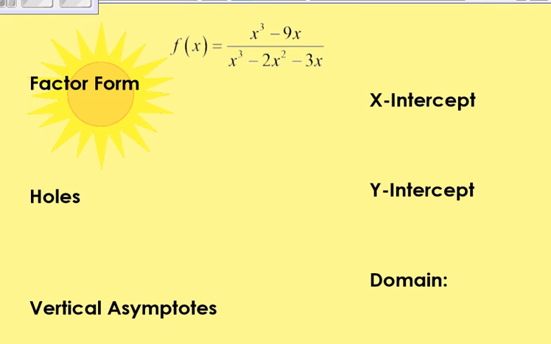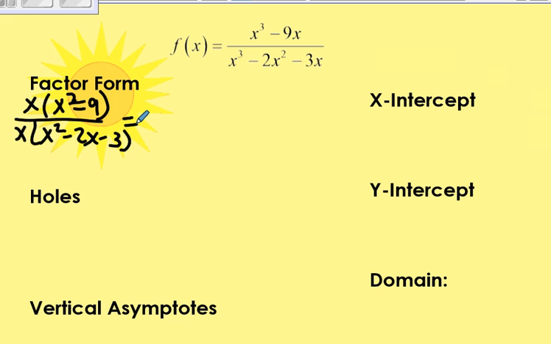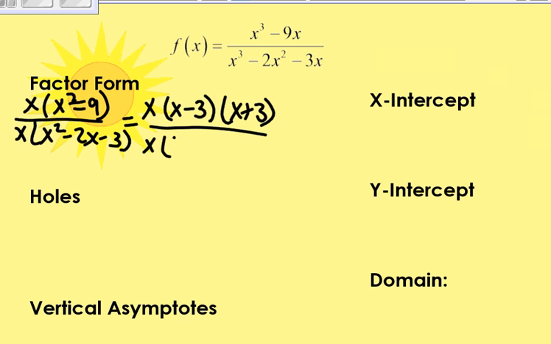All right, last problem here. Again, you're going to factor the top and the bottom. So x can be factored out of the top and the bottom. So we're going to have x squared minus 9 still left in the top, and x squared minus 2x minus 3 in the bottom. The top is a difference of squares, so we can keep going. We've got x minus 3, x plus 3 in the top. And then in the bottom, we've got x minus 3, x plus 1.